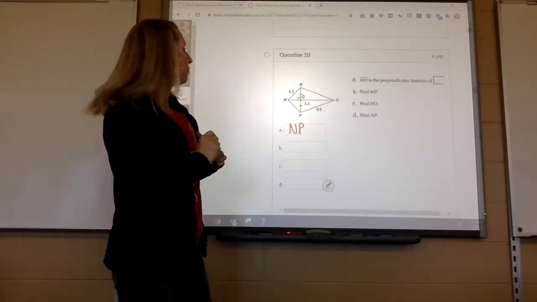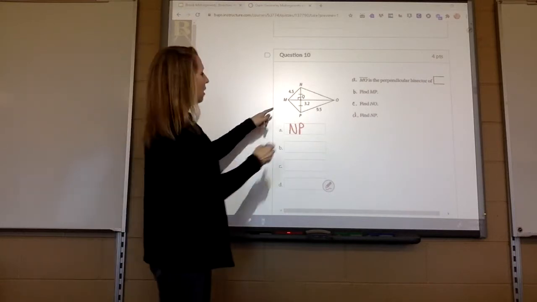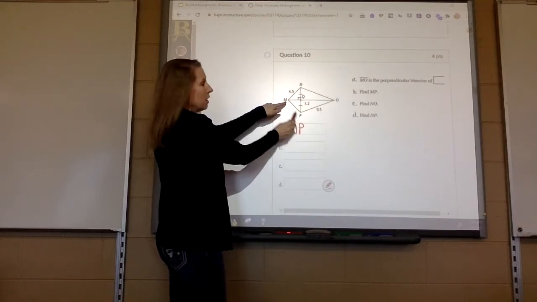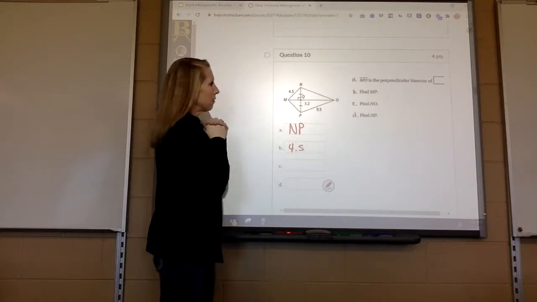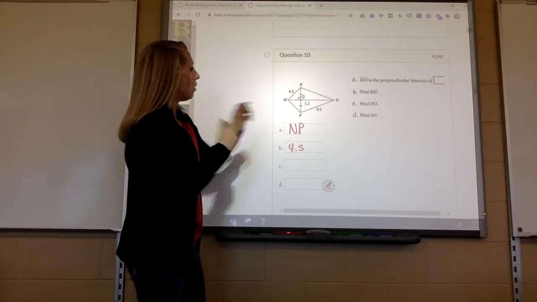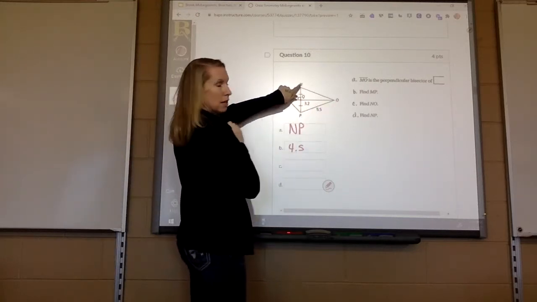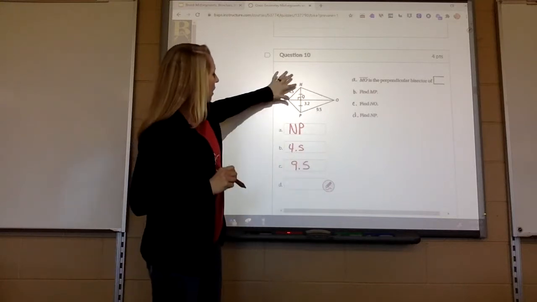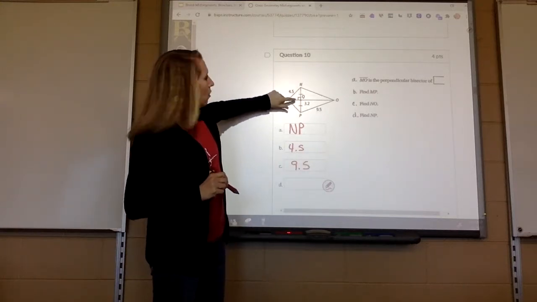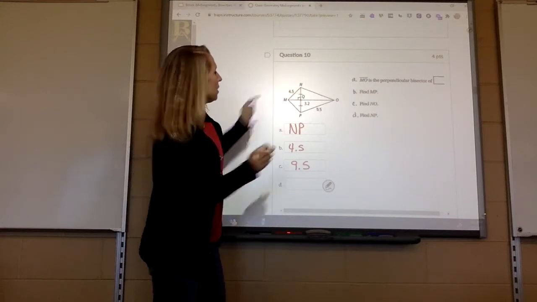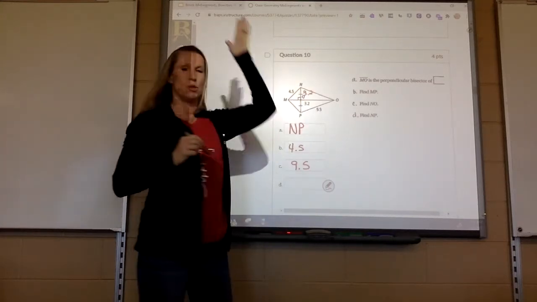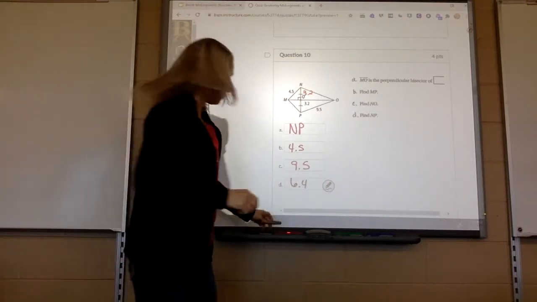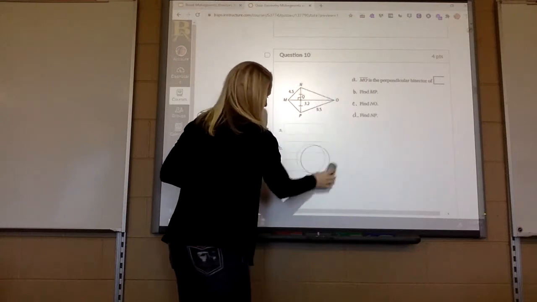Use capitals. Find the length of MP. Well, what do you think MP would be? Do you see that 4.5 there? So NP would also be 4.5. Find the length of NO. What do you think NO would be? Do you see the 9.5? And then find the length of NP, which is the whole length. Well, if that piece is 3.2, this piece is also 3.2, which would make the whole thing 6.4. All right.